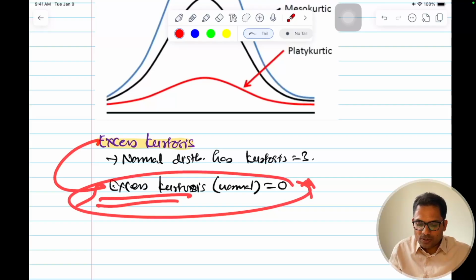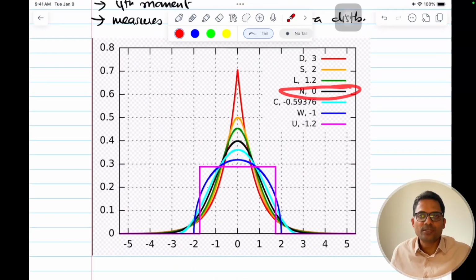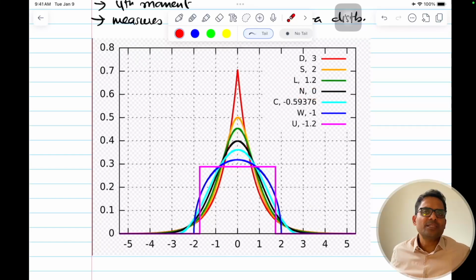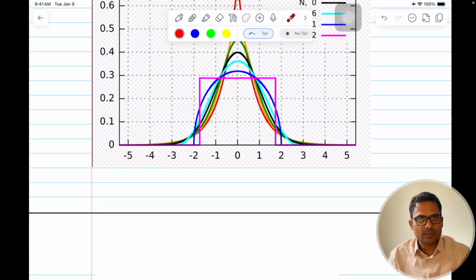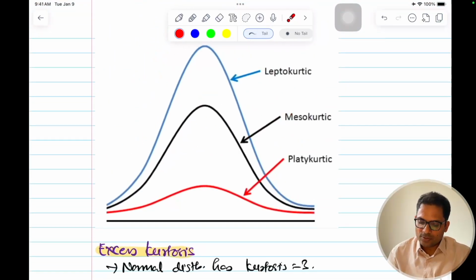So excess kurtosis for normal distribution is 0, and that's what is shown in this graph. This is what 0 means. Because normal is what we take as reference, and everything we measure against that. That is the most studied distribution. So excess kurtosis for normal is 0, and everything is measured against that. So mesokurtic is excess kurtosis 0. This is called mesokurtic. This is your normal.